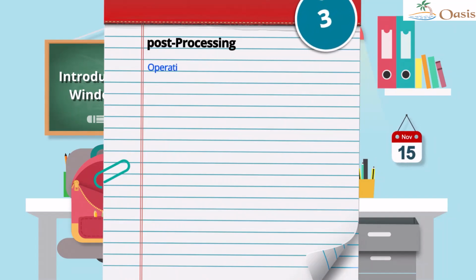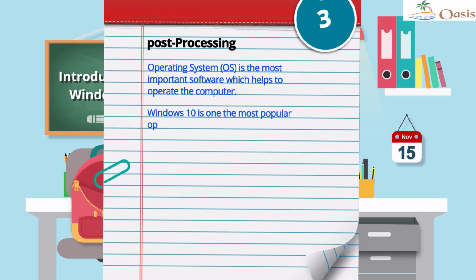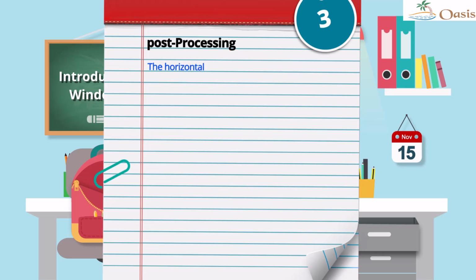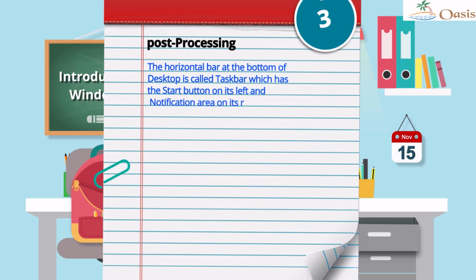Post-processing. An operating system, OS, is the most important software which helps to operate the computer. Windows 10 is one of the most popular operating systems. It has a graphical user interface. The main screen in Windows where all work is done is called the desktop. The Windows desktop consists of icons and the taskbar. Icons are the small pictures which represent different objects in the computer. The horizontal bar at the bottom of the desktop is called the taskbar, which has the Start button on its left and the notification area on its right.